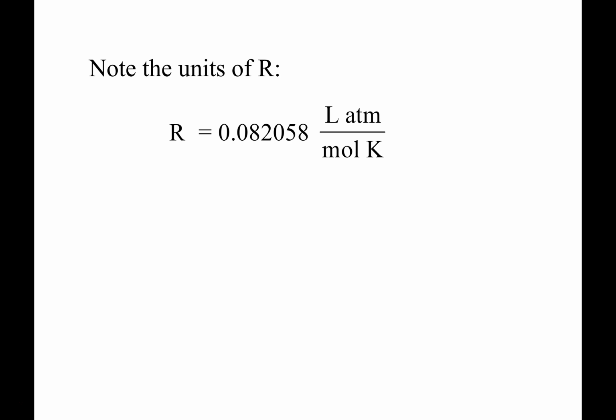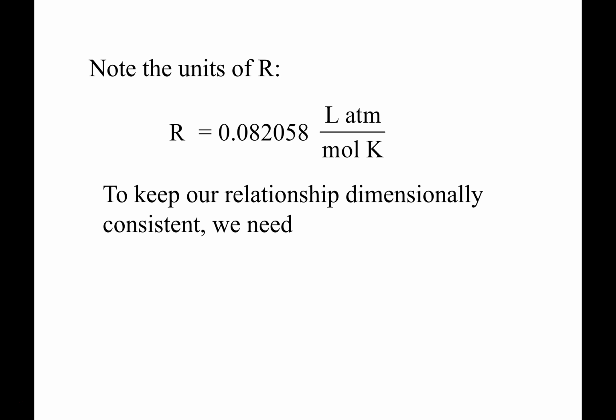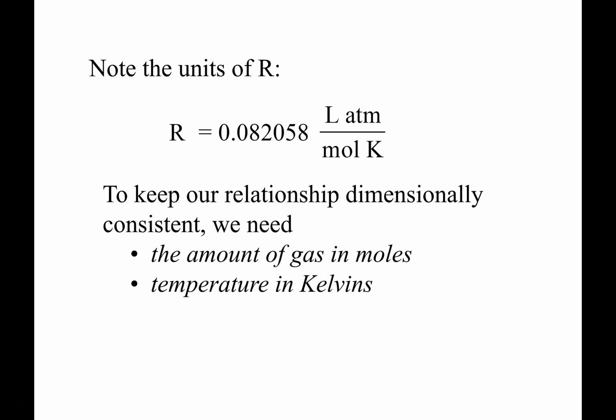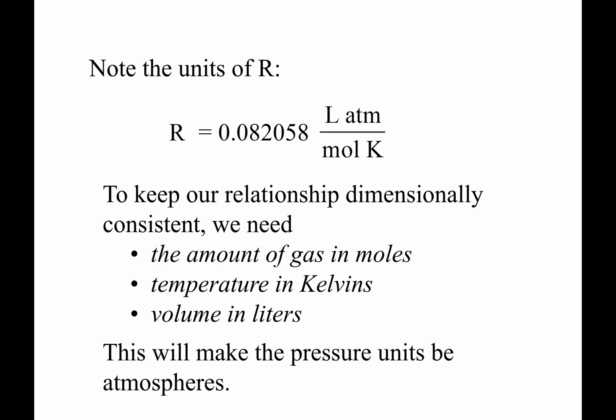And you're probably going to want to jot this on your sheet somewhere too. The units of the value of R that we're using set the units for our pressure, volume, number of moles, and temperature. Number of moles and temperature are obvious: mole and Kelvin. So the amount of gas needs to be in moles, and temperature needs to be in Kelvin, which we have to fix because it's given in Celsius. The volume is given in milliliters, and we have to get it to liters. In that case, the units of pressure will be atmospheres.